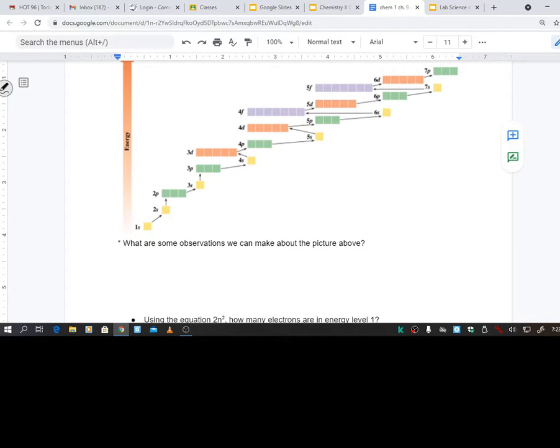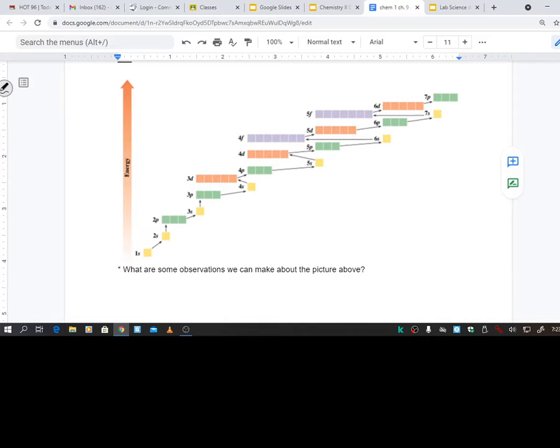So what this is telling me is that my energy is increasing, right? It says what are some observations we can make about the picture above. So obviously I'm going to give your classmates a few seconds to write some things down that they notice. Now, I'm going to try to make this go quickly. So we do notice my energy is increasing as I go up. So I have more energy, say, in 3D than I have in 1S. Right? So that's one observation.